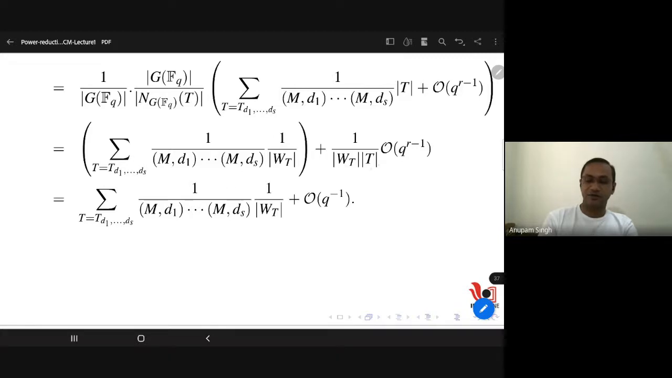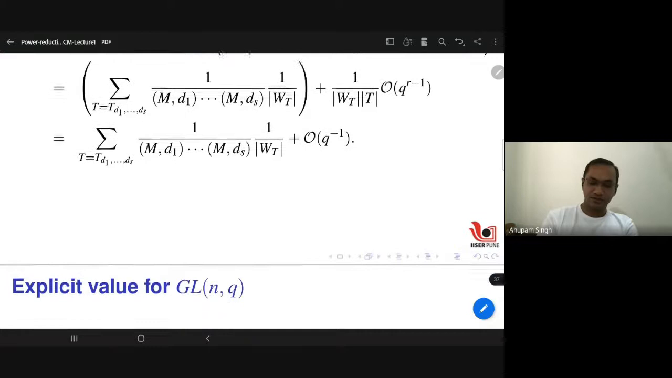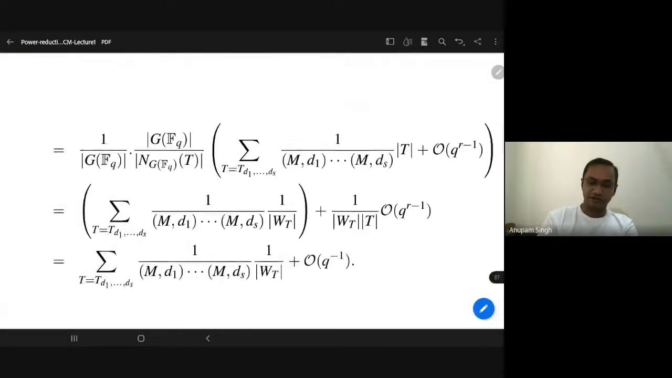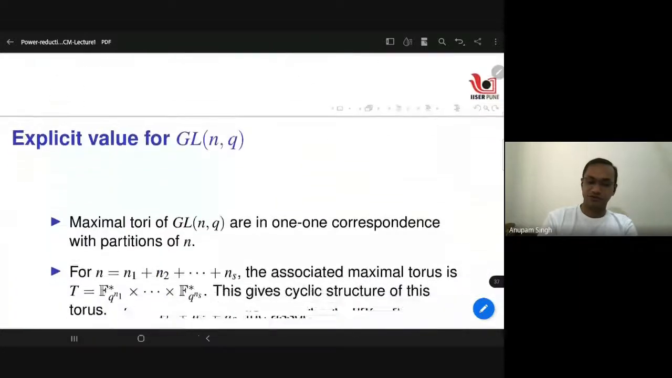T is roughly of order Q to the power R. So that will give me Q inverse. So this is what happens at the last step, and that gives me the formula. Yeah, so I will not go into further detail. I just gave you a rough idea of how the proof goes.